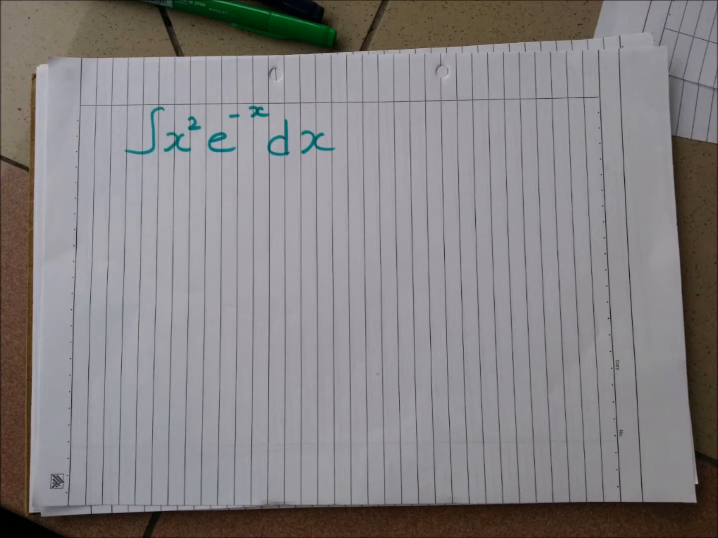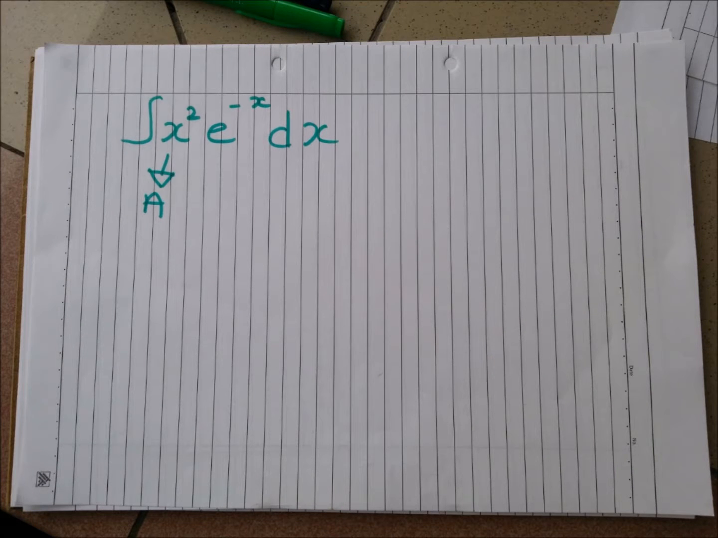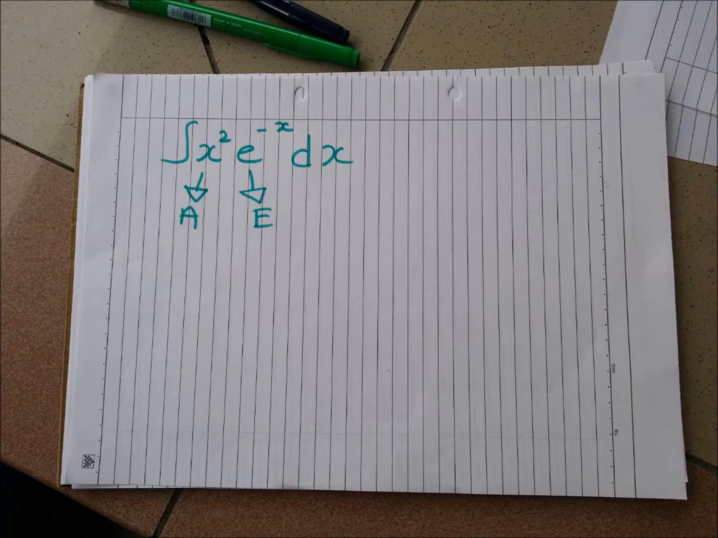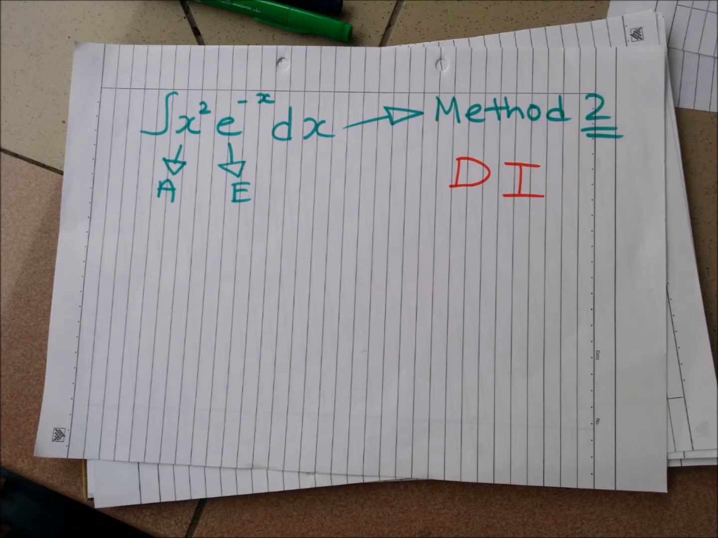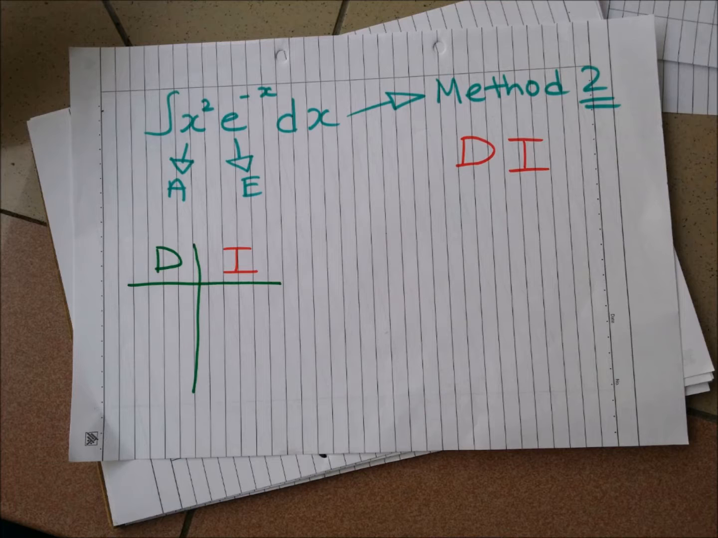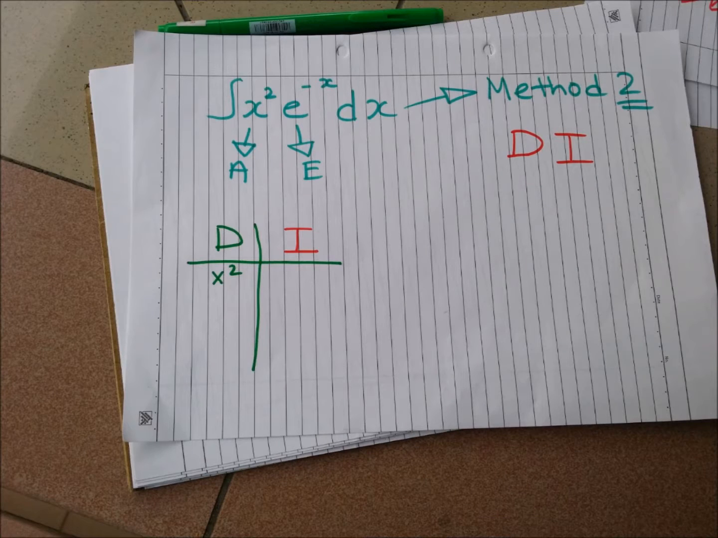Let's say we have an example of x squared e to the negative x dx. First, we have to identify what kind of LIATE this is. x squared is algebra, which is A, e to the negative x is exponential, which is E, and hence for this AE we should use method 2, the DI method. For the DI method, you have to put the x squared into D and the e to the negative x into I.